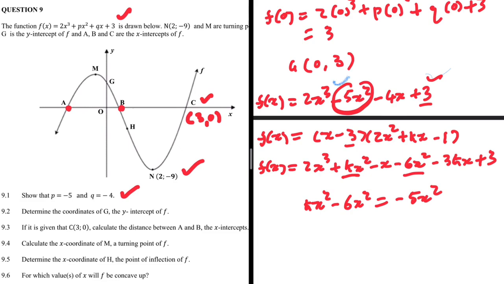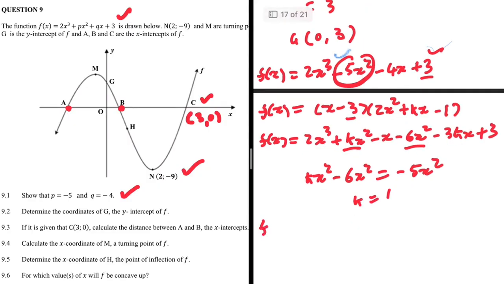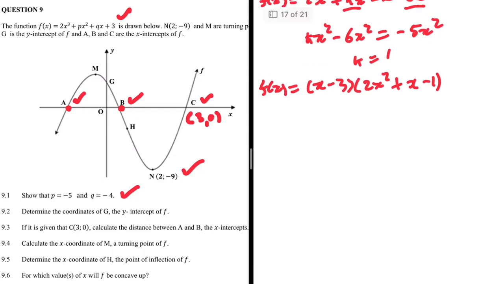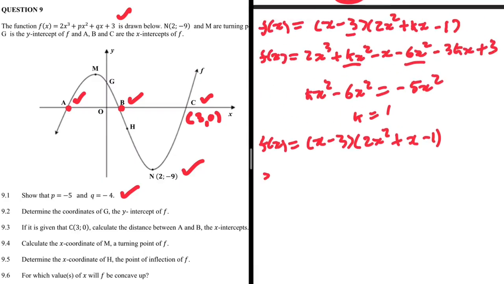So we know that the number in between is just plus x, right? So k is equal to 1. So now we know fully well that f of x is equal to (x minus 3)(2x squared plus x minus 1), because k is 1. Why are we doing that? We want to find the coordinates of A and B so that we can find the distance between the two, right? So obviously x minus 3 is equal to 0, or 2x squared plus x minus 1 is equal to 0.